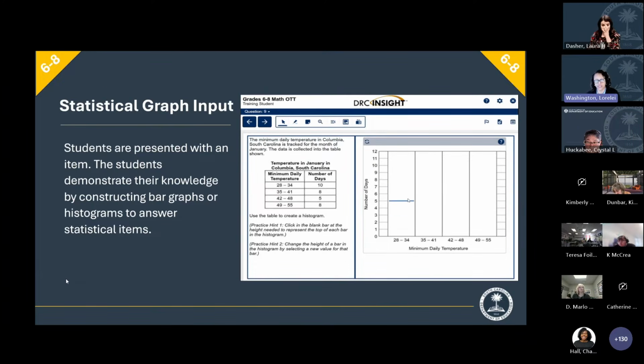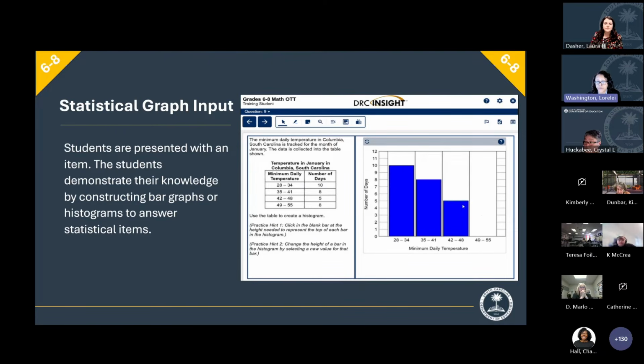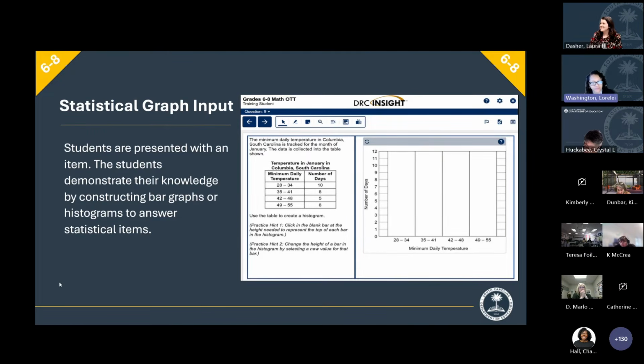If you look here in the video, the student will read the problem and find, for example, in this histogram, the intervals, and match it to whatever the item is asking them to do. The bars will snap to however high or low they click, and they can easily undo what they've done to fix any errors. Once they've done that, all of these things will save automatically. They don't have to click a save button or anything like that. So that was the statistical graph input.